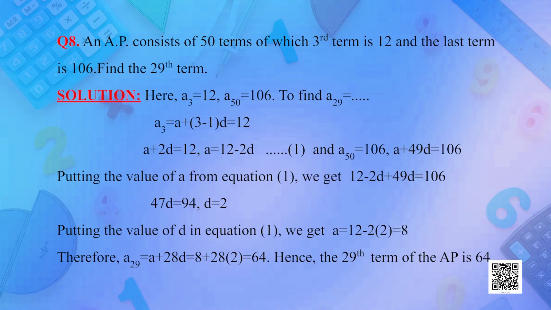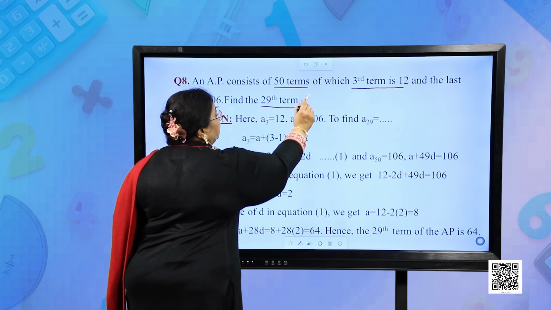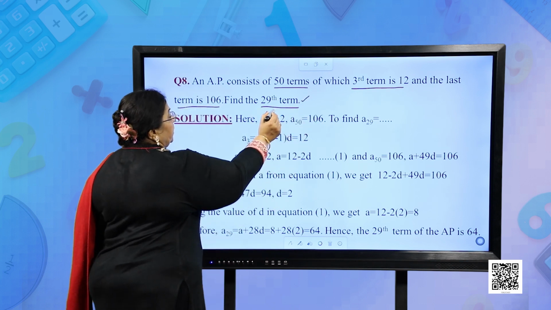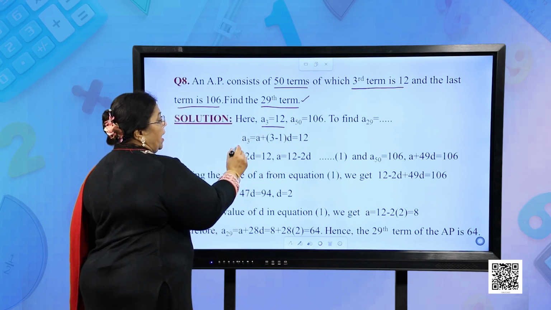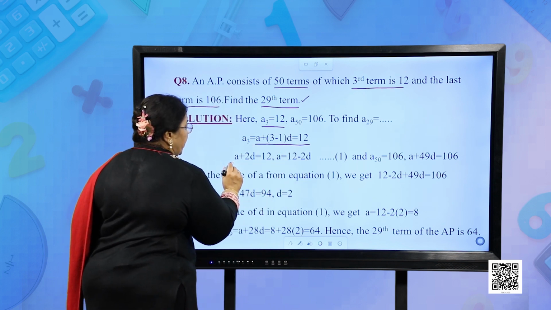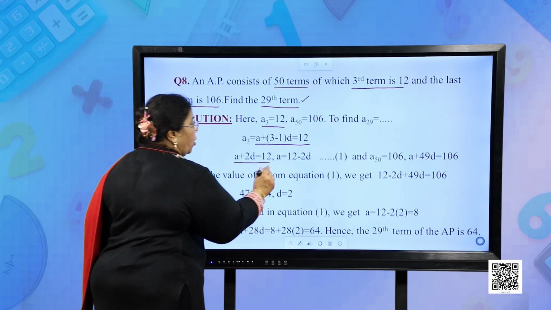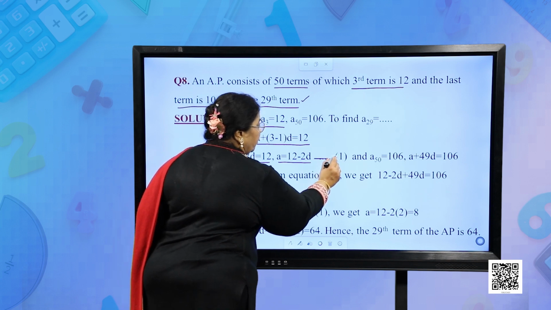Here we have a question which says an AP consists of 50 terms, okay, of which the third term is 12 and the last term is 106. We are supposed to find the 29th term. Okay. So, A3 is given to us as 12, that means the third term is 12. I can write A plus 3 minus 1 into D as 12, which I can simplify as A plus 2D is equal to 12, or A can be written as 12 minus 2D. Let us take this as equation number 1.